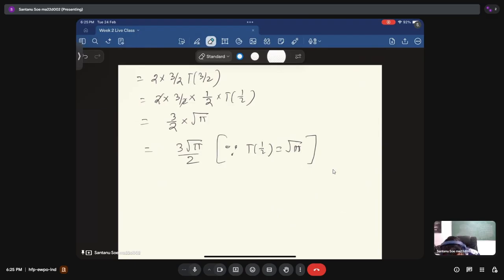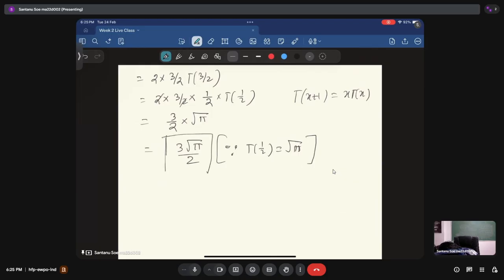Or shortly, we are using this formula, if you want to know: gamma of x plus 1 is x times gamma of x. So if you just repeatedly use this formula, then you will get the value of gamma of 5 by 2. Okay, so now I think this is the answer for this question.